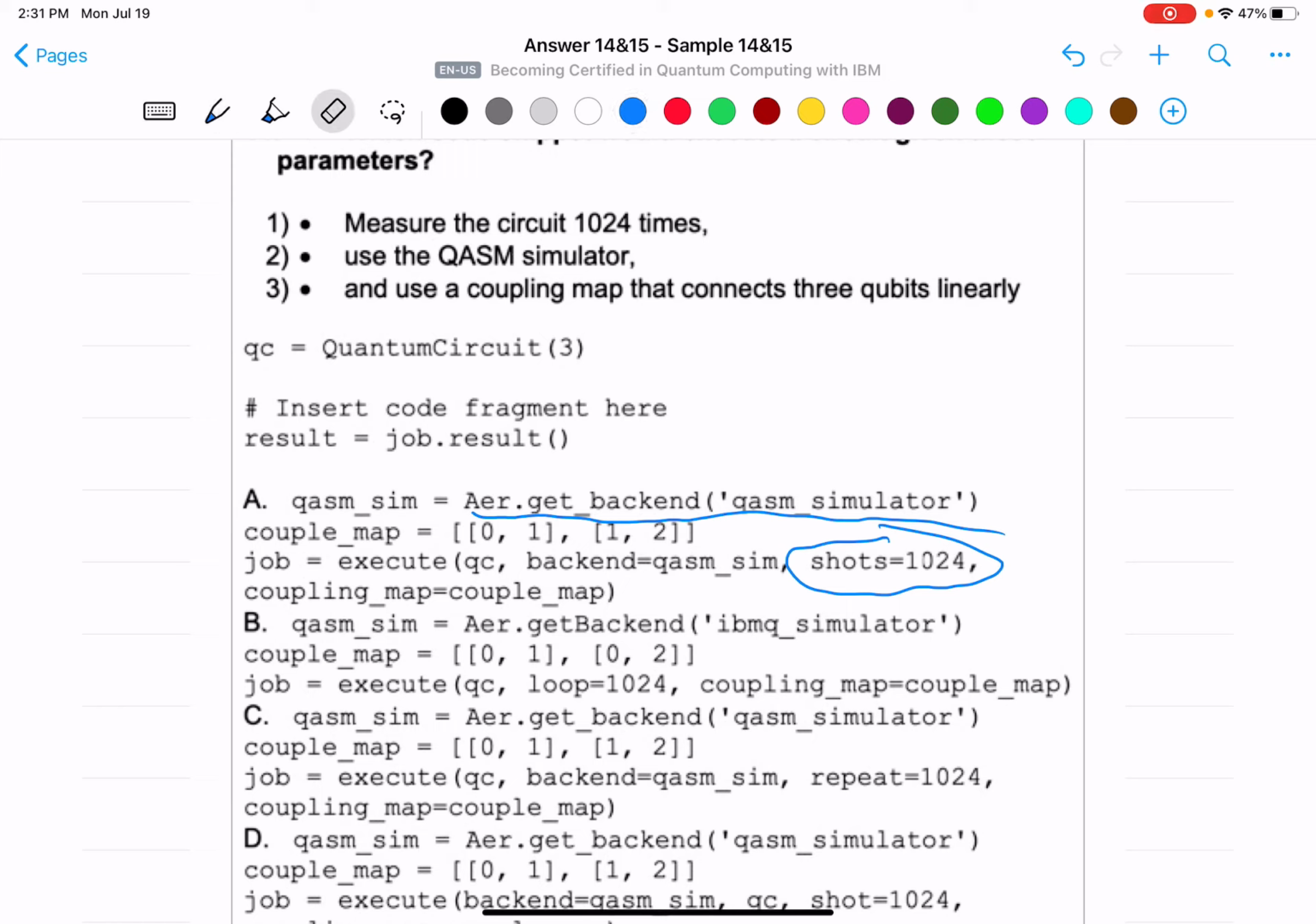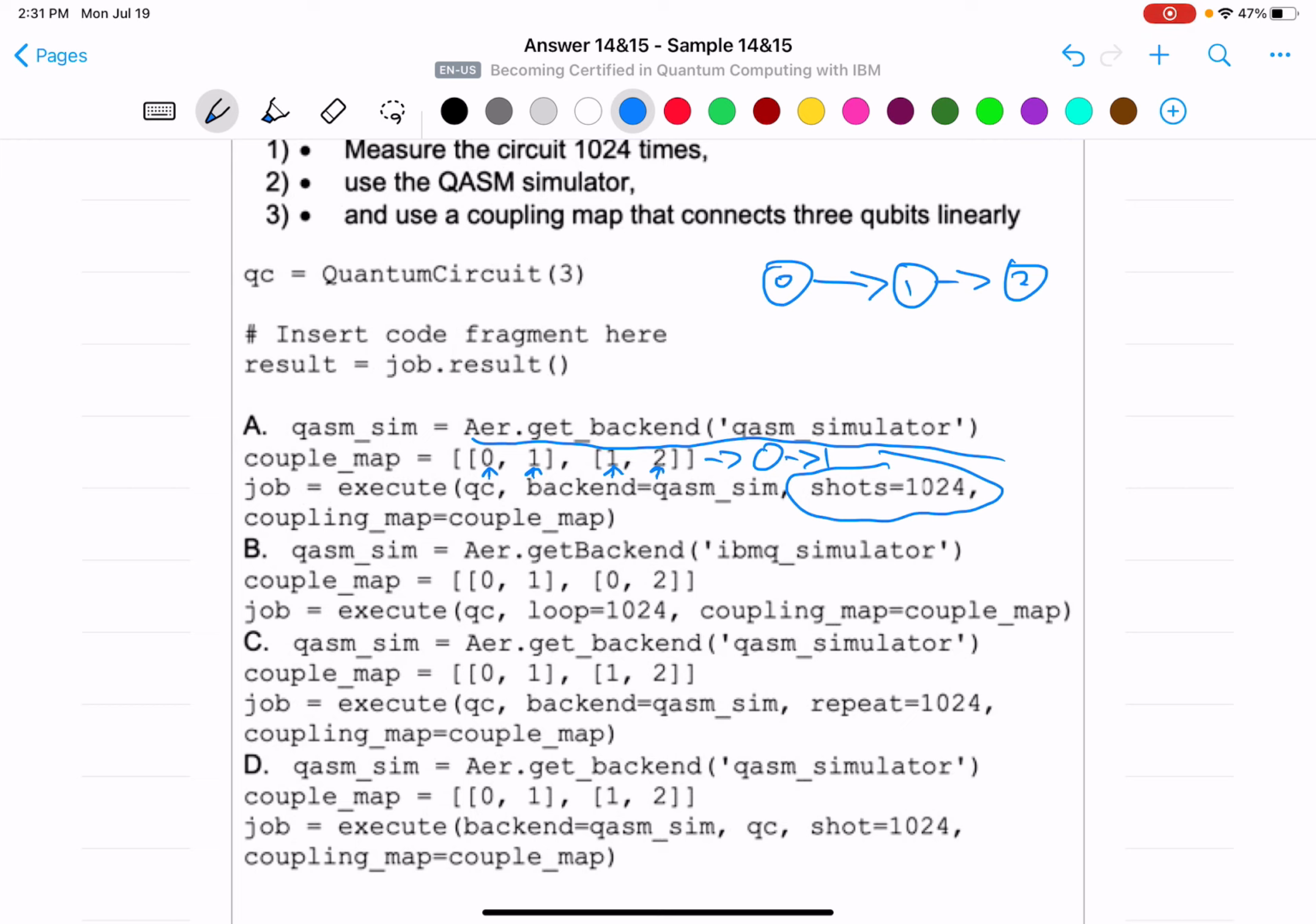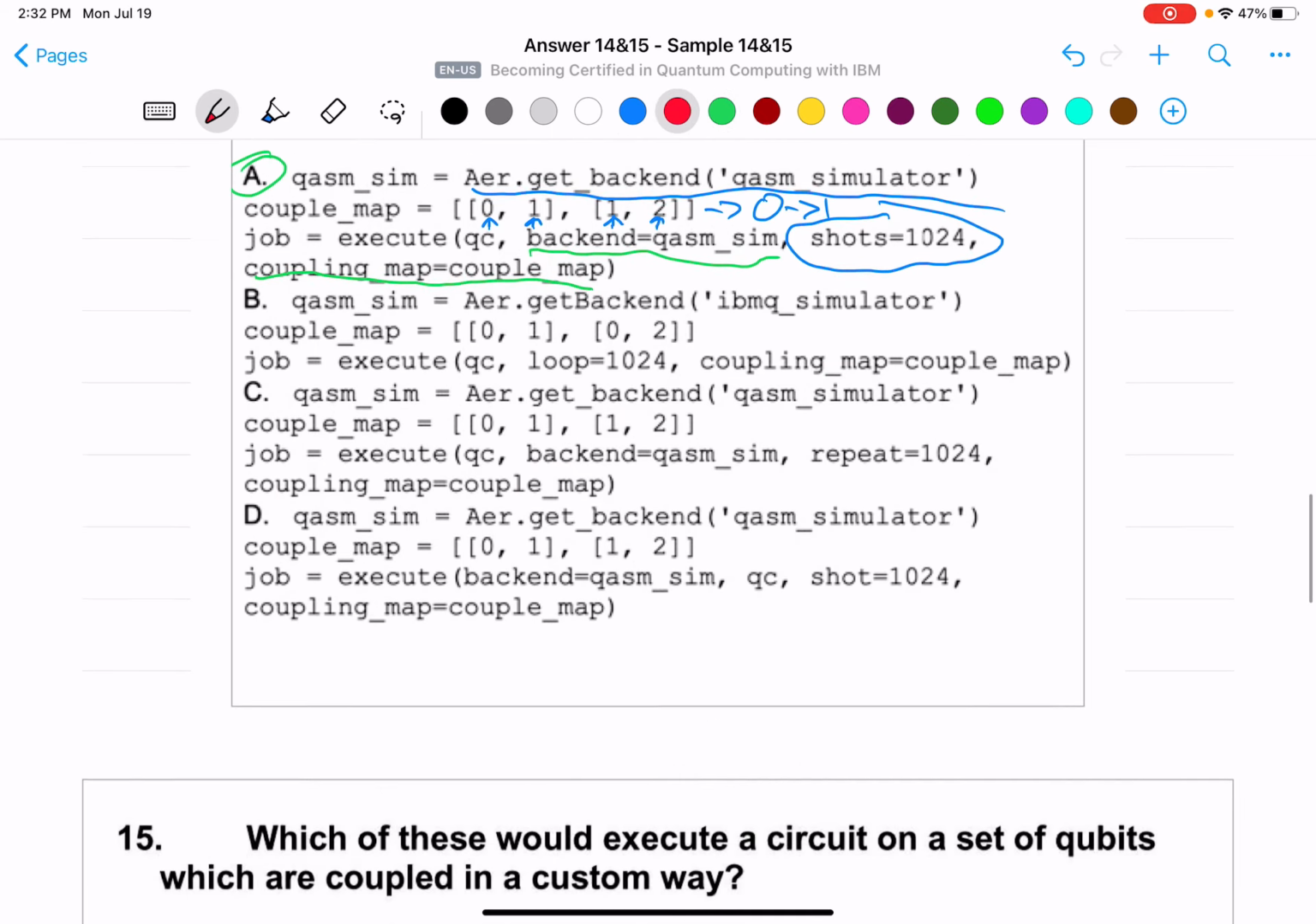So that would look something like this, where Q0 connects to Q1, which connects to Q2, because that's a line. And that looks like it's this one. This is an adjacency list. The first 0 means 0 connects to 1, so this is the control and this is the target. These adjacency lists specify which way the edge is going to go. And it's a list of lists. So this looks to be the right answer, because we have our backend here, which is the correct way to give it, and coupling map is a keyword that we can use. So answer A is the right answer, but what about B, C, or D?